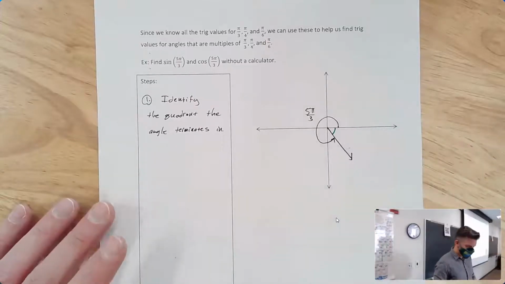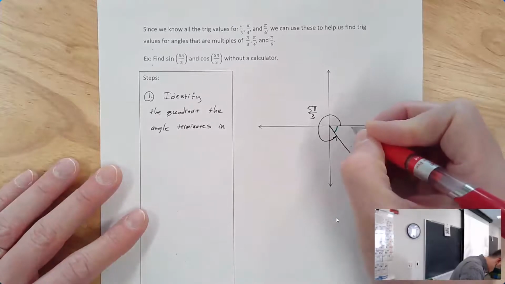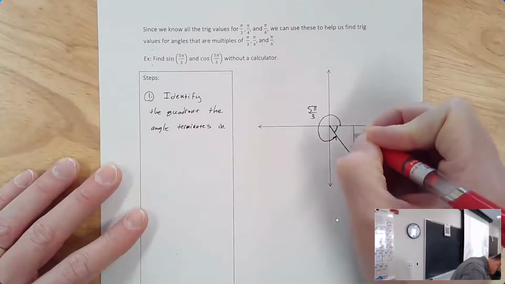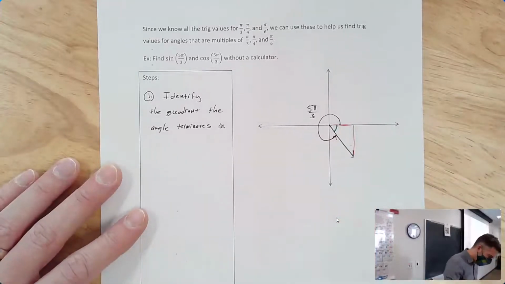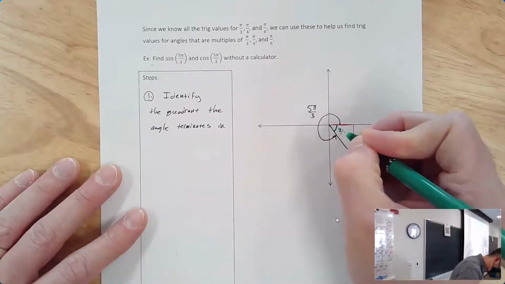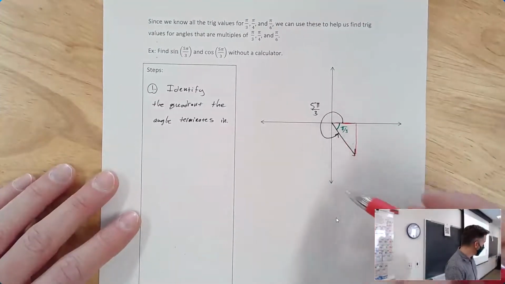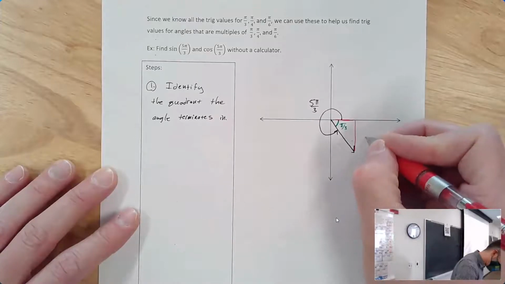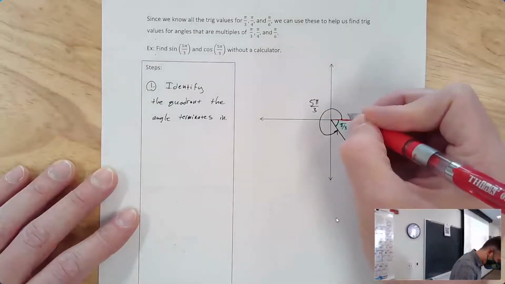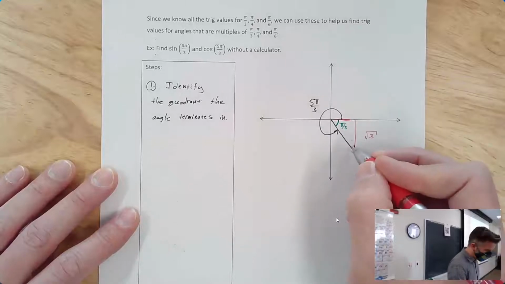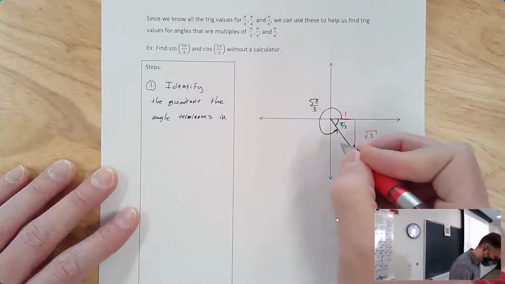Now, here's what we're going to do. We're going to draw the triangle. For my angle pi over 3, the opposite side is the medium side, which is square root of 3. The adjacent side is the small side, which is 1. Well, I should say the side opposite the smallest angle is 1. And the hypotenuse is 2.